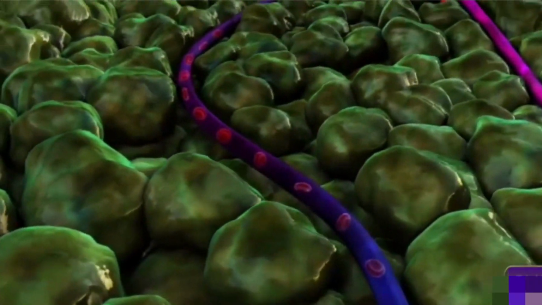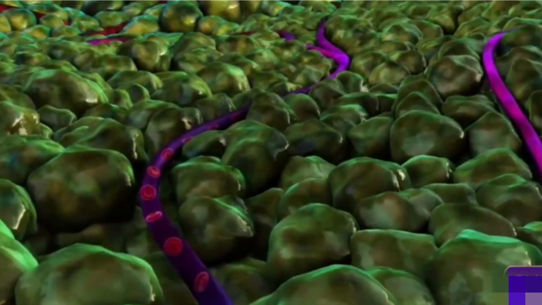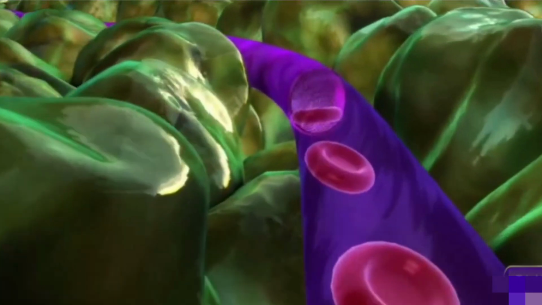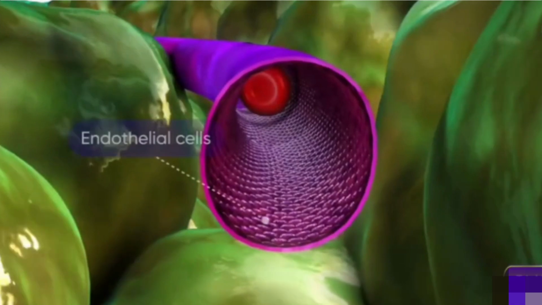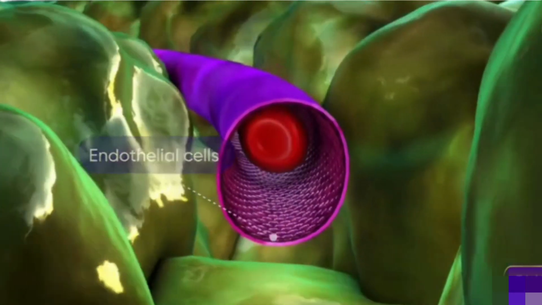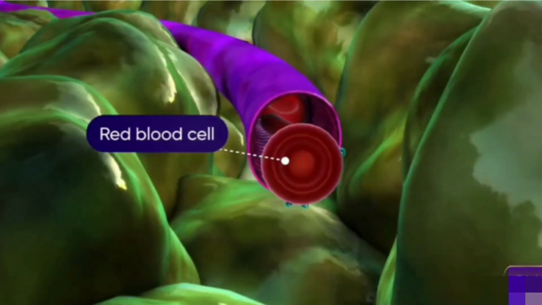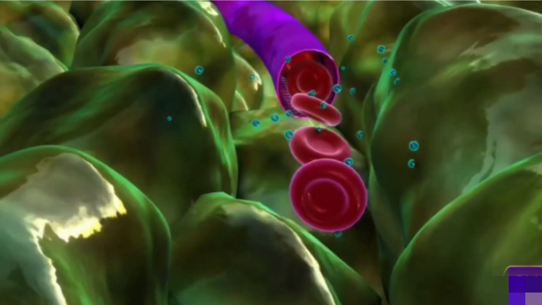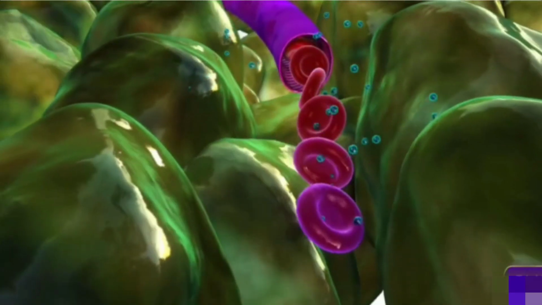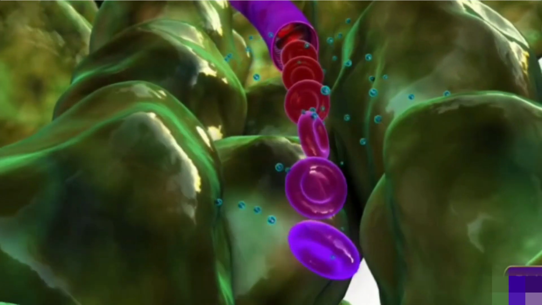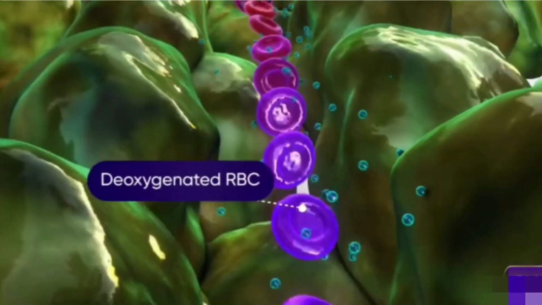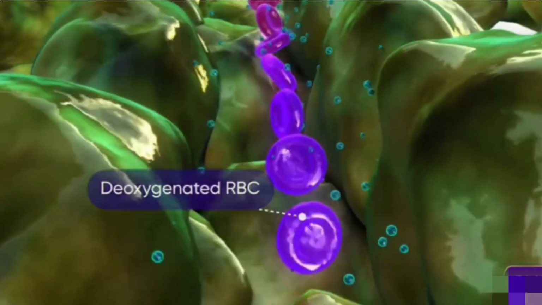The capillary is about the size of a red blood cell. Their walls are extremely thin, made up of a single layer of endothelial cells. These red blood cells in capillaries are brought into close proximity to the cells outside the capillary that require oxygen, which then diffuses into the cells and the RBCs become deoxygenated.